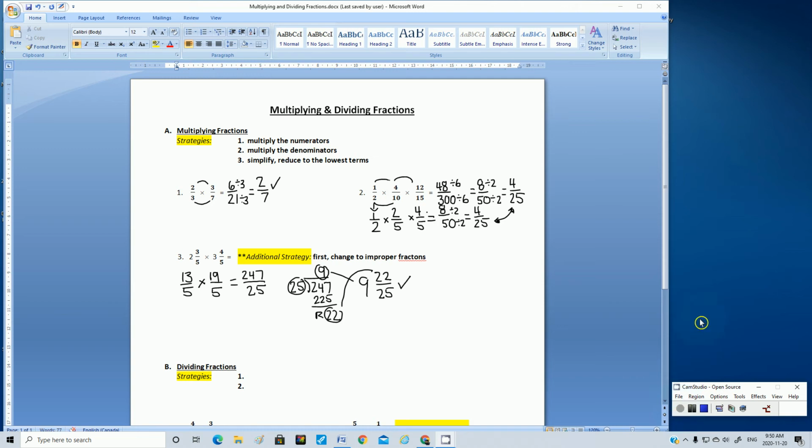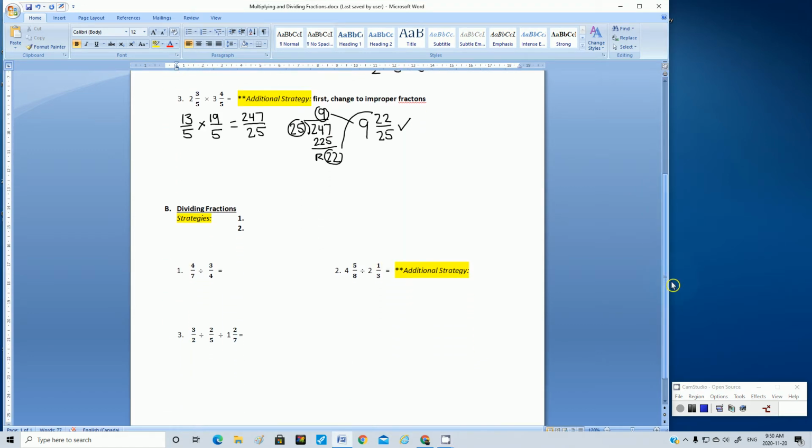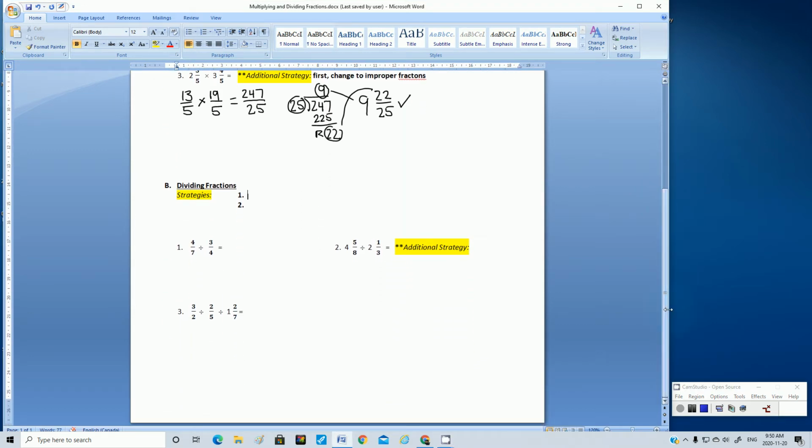Hello students, welcome to the second part of our video on multiplying and dividing fractions. Today we'll focus on dividing fractions. So hopefully you have the same video note with you so that we can continue. All right, let's look at the second half of our page, dividing fractions.